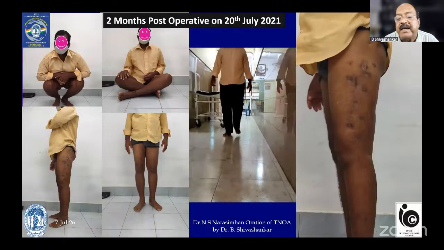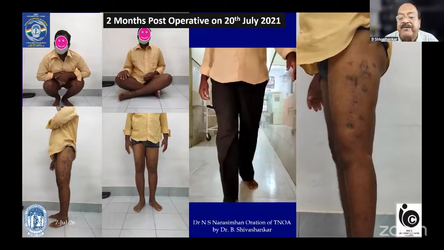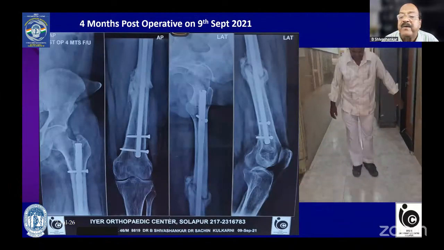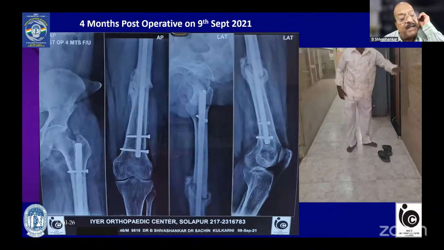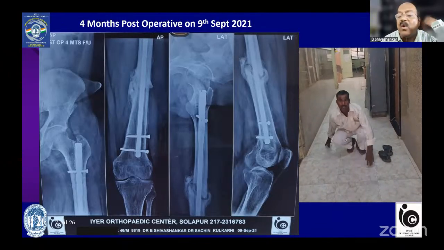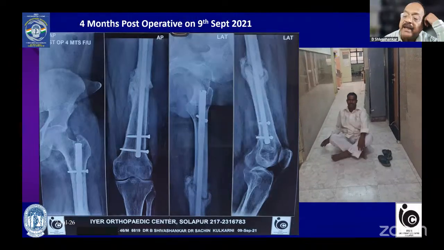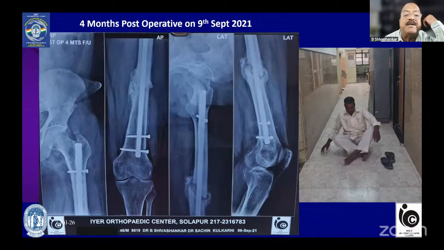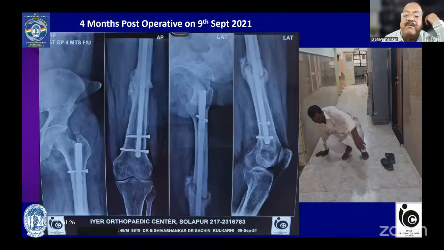Because we have freshened the ends, there is about half an inch of shortening. That's why there is a limp in that patient. But he had a good outcome with excellent infection control, and subsequently the fracture also healed. This is a 4 months old X-ray which shows a good amount of callus in this patient. This is at 1 year. You can see beautifully the fracture is healed and consolidated, and the function at 1 year is good.